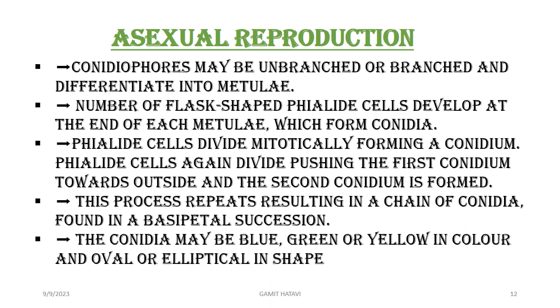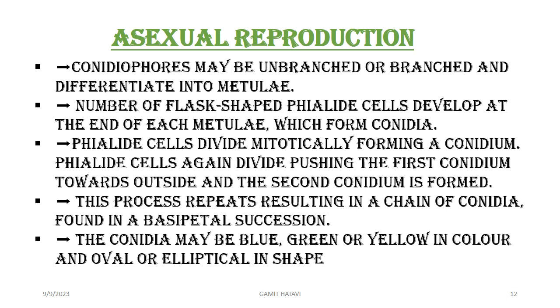Asexual reproduction: conidiophores may be unbranched or branched and differentiate into metulae. A number of flask-shaped phialide cells develop at the end of each metula, which form conidia. Phialide cells divide mitotically, forming a conidium.